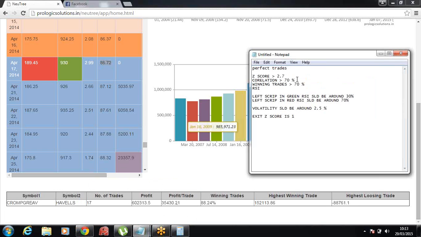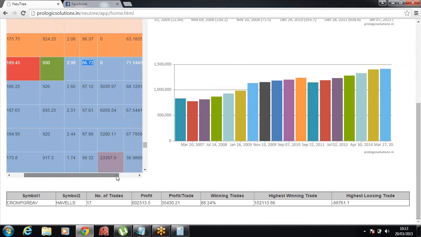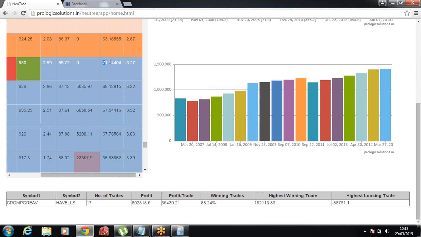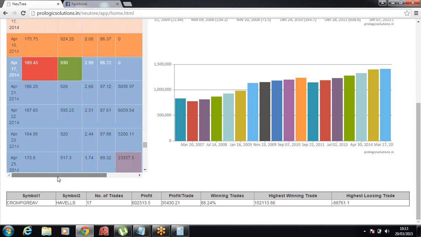So this is done, winning trades is done, it is 88%, and your left script, if it is in green, that is RSI should be around 30. But here in this case the left script, what we see here is Crompton, it is in red, so our RSI should be around 70%. That is what we are looking at. So you can just see it here, it is 71%. That's a fantastic trade.